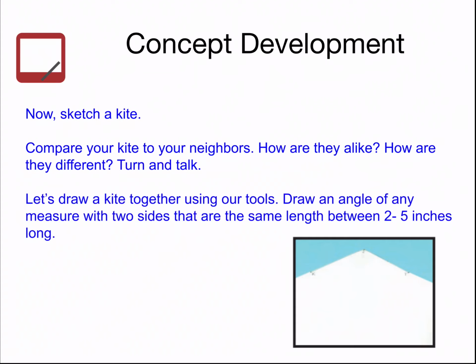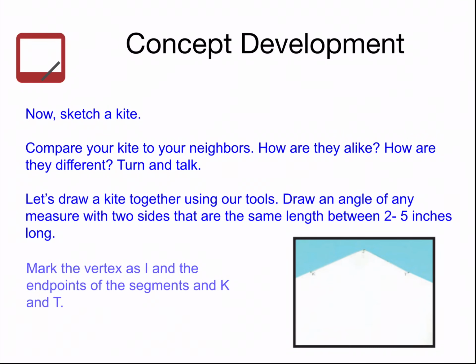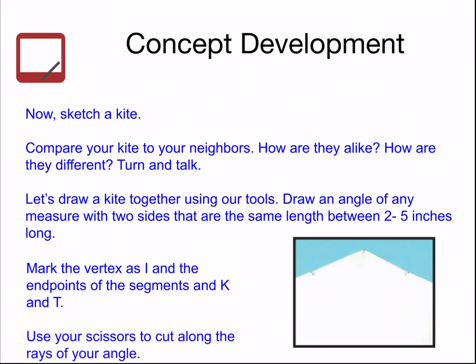So it doesn't matter the measure of your angle. It could be an obtuse angle. It can be an acute angle. It can be a right angle. Okay, and the sides are going to be the same length between 2 and 5 inches. So if one side is 2 inches, the other side should also be 2 inches. Okay, you're going to mark the vertex as I and the end point of the segments as K and T. So the middle is going to be I, and the end point of your line segment is going to be K and T. Go ahead and use your scissors to cut along the rays of your angle.